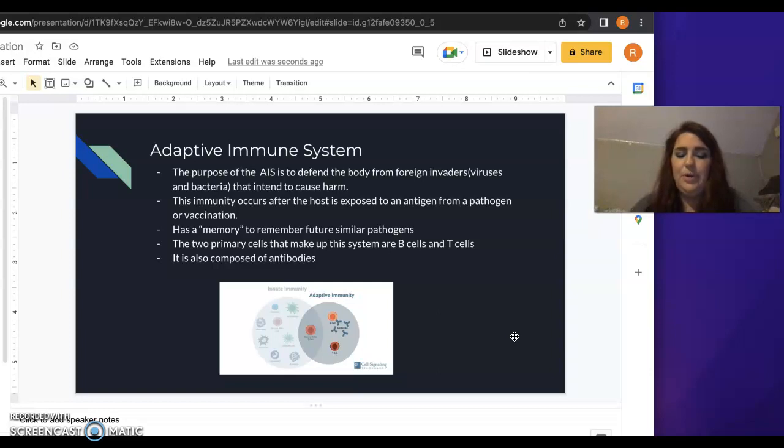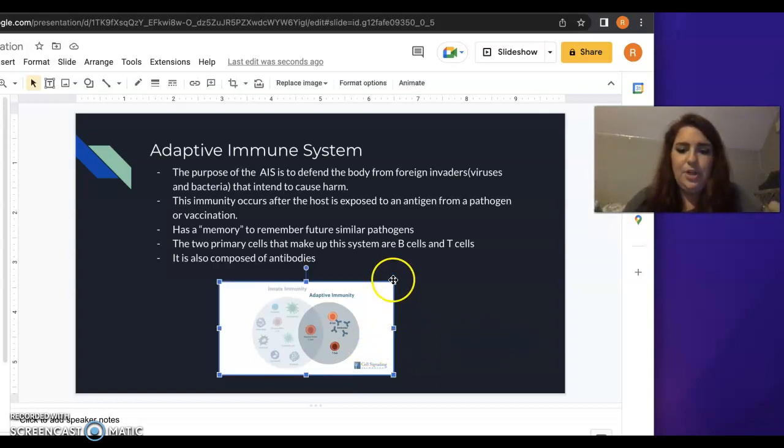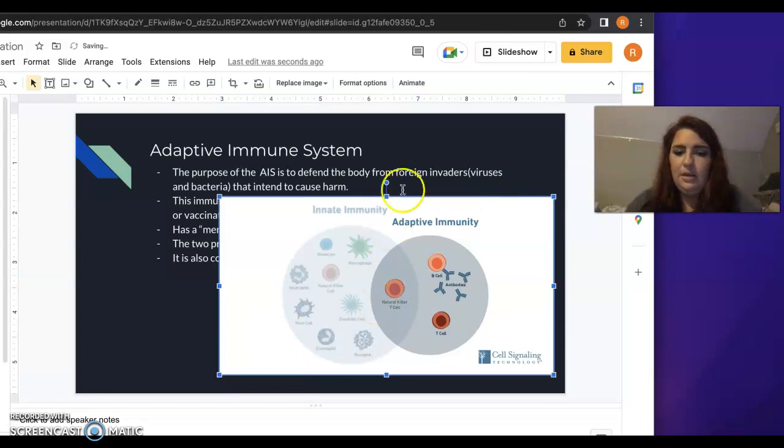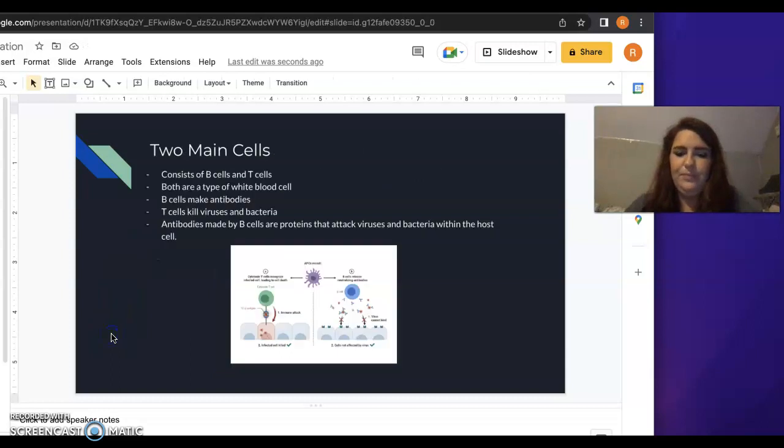So once your body has been exposed to like a virus or a bacteria, like the cold or a flu, it will retain how to detect those cells and how to eliminate them later on. There are two primary cells that make up the system, which are B cells and T cells, and antibodies. And then this picture just shows what the adaptive immune system consists of and what it matches with the innate immunity as well. The main cells are B cells and T cells, which are both a type of white blood cell. The B cells are the ones that make antibodies, and then the T cells are the ones that kill the viruses and bacteria.